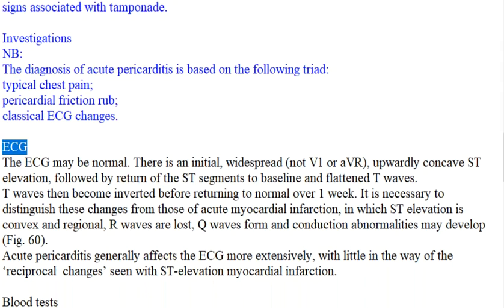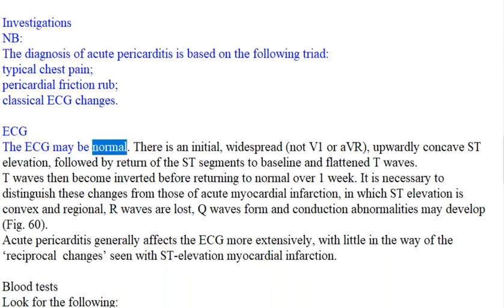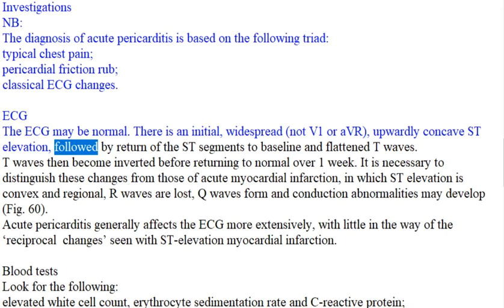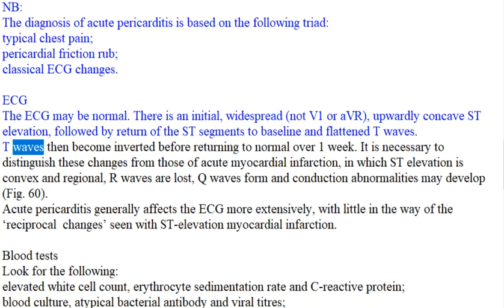ECG. The ECG may be normal. There is an initial, widespread, not V1 or aVR, upwardly concave ST elevation, followed by return of the ST segments to baseline and flattened T waves. T waves then become inverted before returning to normal over 1 week.